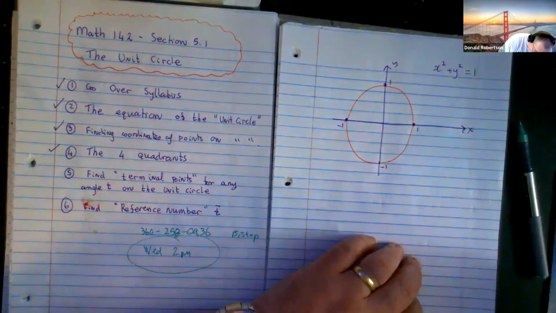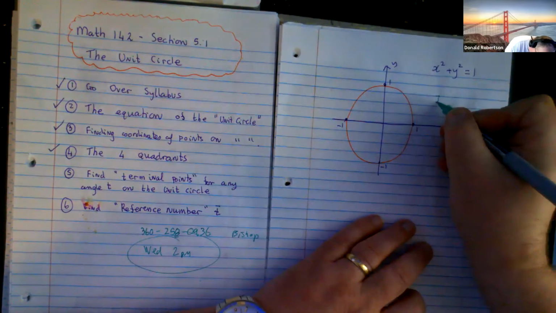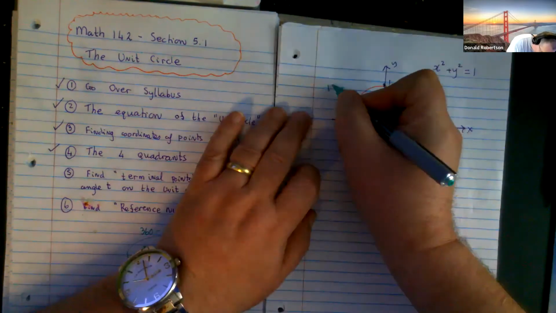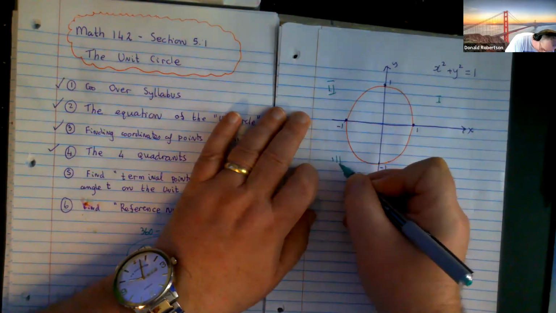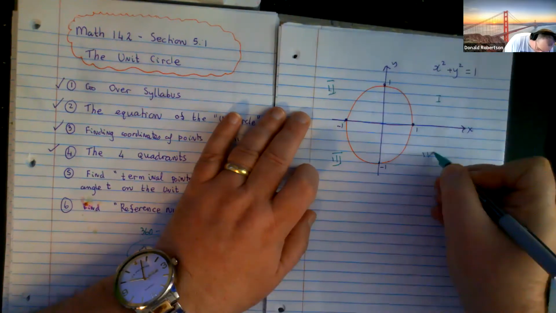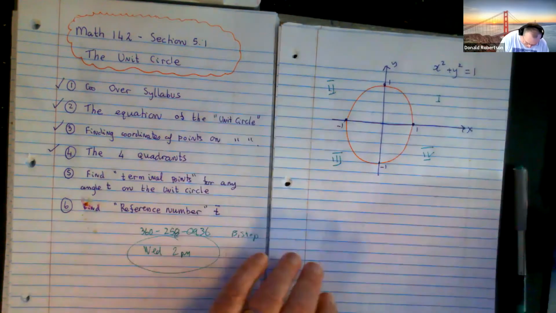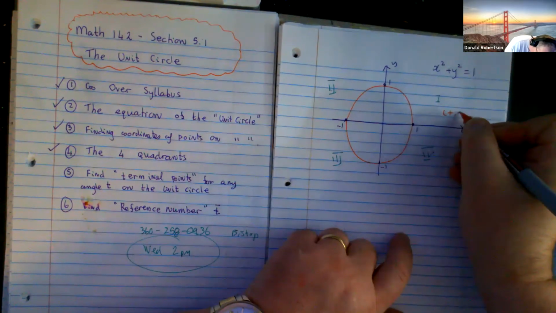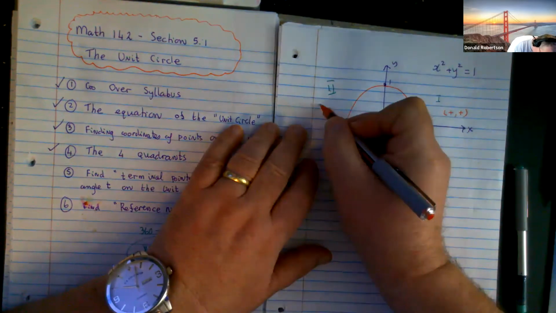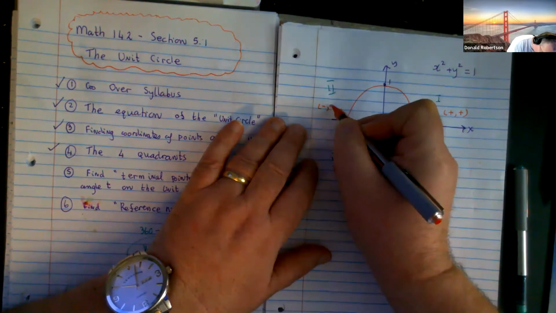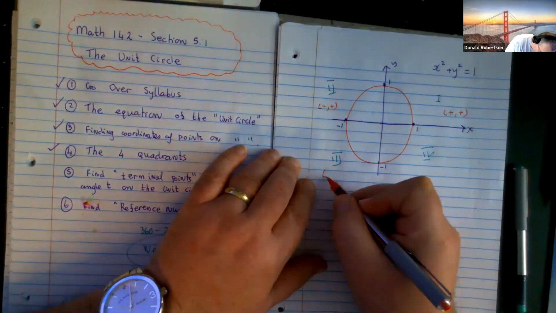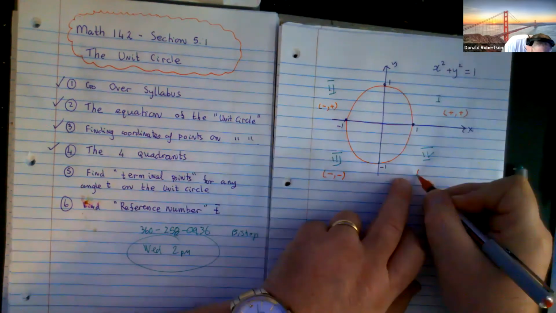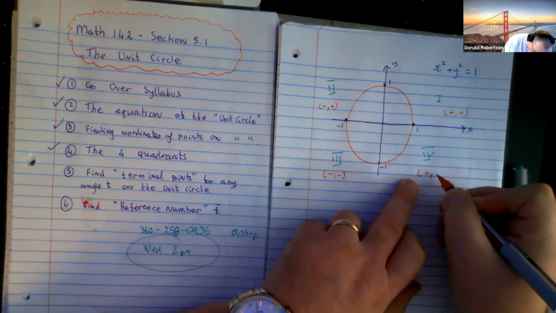Oh, and don't we call any of the points from here to here the first quadrant, and this is called the second quadrant, and this is called the third quadrant, and this is called the fourth quadrant. And in the first quadrant, all the X and Y's are both positive. In the second quadrant, the X's are negative, but the Y is positive. In the third quadrant, the X and the Y are both negative values. And in the fourth quadrant, the X is positive and the Y is negative.